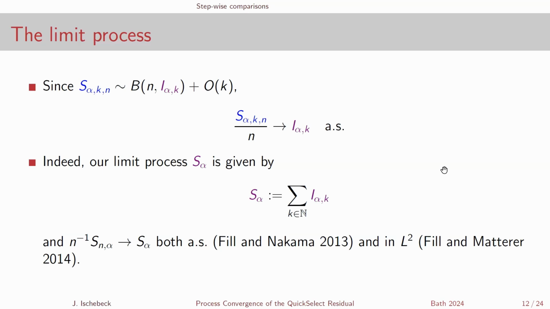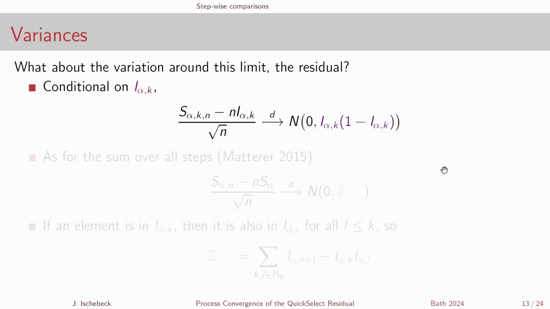And this convergence was shown to hold almost surely, and in L2. And these were results contained in some papers from Phil with Nakama and with Natara. And if we now turn to a residual process, we see that, again, on the stepwise level, if we subtract this mean, we get convergence against the normal with I alpha Kn minus I alpha K squared as the variance.